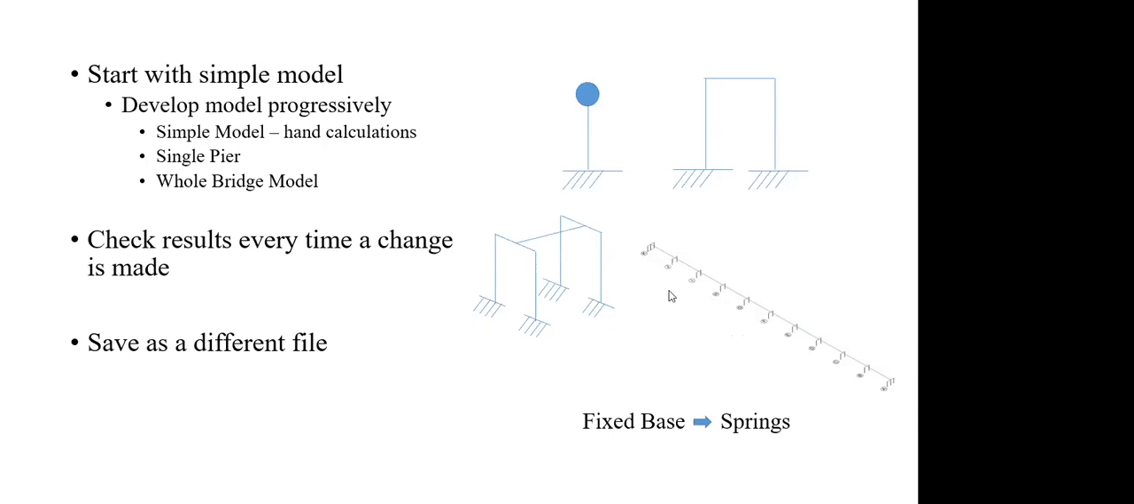I started with a fixed base model, so everything was fixed at first, just to get everything correct. And then even the springs, I did progressively: the soil springs, then the elastomeric bearing springs, then the backfill soil springs, and then linkage bar springs. These are the steps. So it's important to develop the model progressively and make sure every step is correct, so that you get a correct result. If not, you will not know where it goes wrong if you do the whole thing at once. So it's harder to troubleshoot.